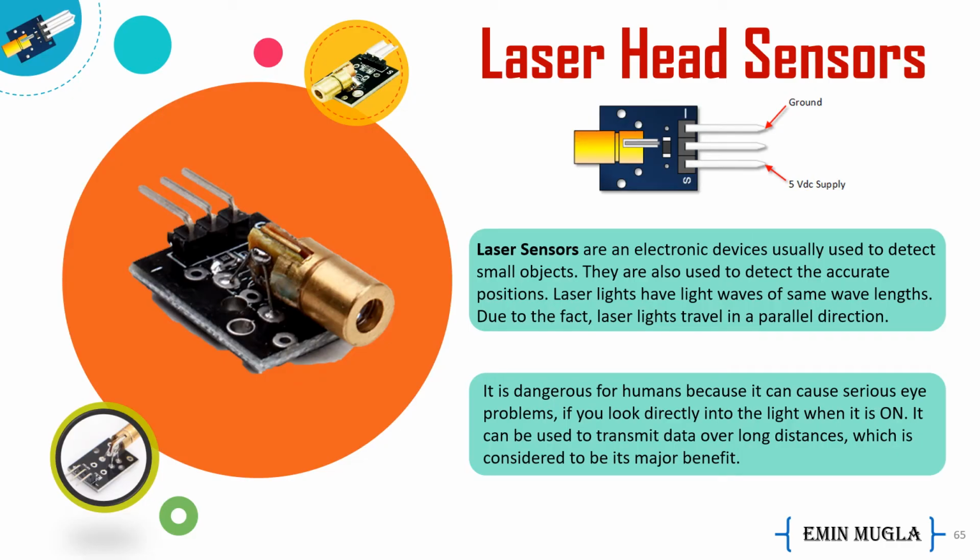Laser sensors. Laser sensors are electronic devices usually used to detect small objects. They are also used to detect accurate positions. Laser lights have light waves of the same wavelength. Due to this fact, laser lights travel in a parallel direction. It is dangerous for humans because it can cause serious eye problems if you look directly into the light when it's on. It can be used to transmit data over long distances, which is considered to be its major benefit.